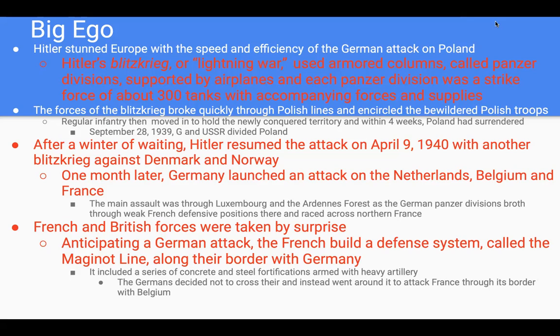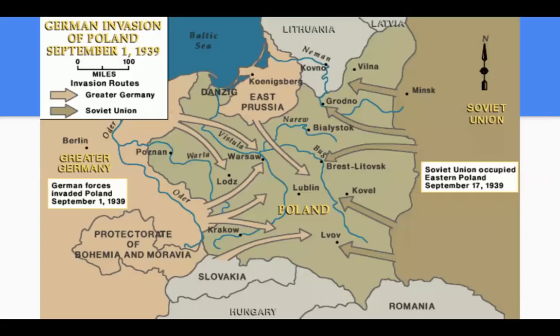So France wasn't able to recover as quick. The Maginot Line included a series of concrete and steel fortifications with heavy artillery. Germans again decided not to cross there. Instead, they went through and attacked around France from the border in Belgium. So again, like I said in the first lecture, lots of pictures.